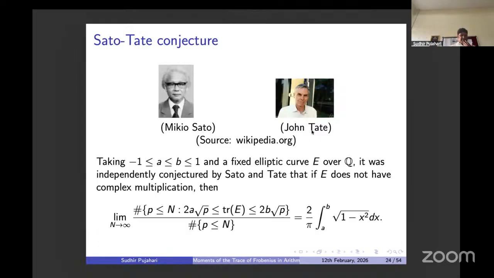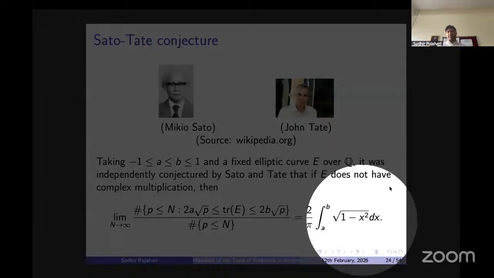In 1950, Sato, based on numerical evidence, and in 1951 Tate, based on theoretical evidence, conjectured that if you take an elliptic curve over Q which does not have complex multiplication, then the normalized trace of Frobenius is going to be equidistributed in the interval -1 to 1 with respect to the semicircular measure, or Sato-Tate measure.